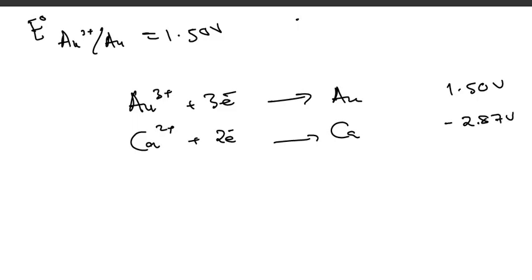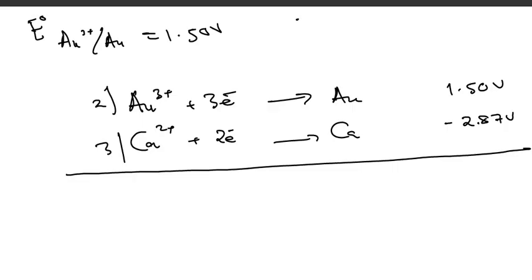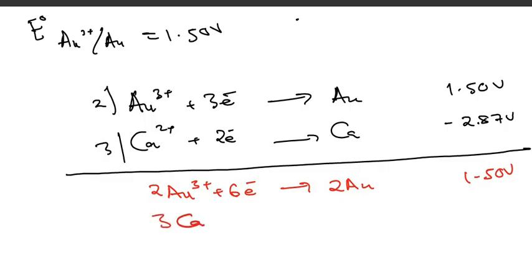From here, we can balance the electrons by multiplying this by 2 and this by 3. Just swap the integers in front. And remember, we said the numbers you are using will never affect the voltages. They just affect what you have in terms of the equation. So it will be 2 Au3+ plus 6 electrons to give us 2 Au, this is 1.5. Here we have 3 Ca2+ plus 6 electrons to give us 3 Ca, and this is negative 2.87 volts.